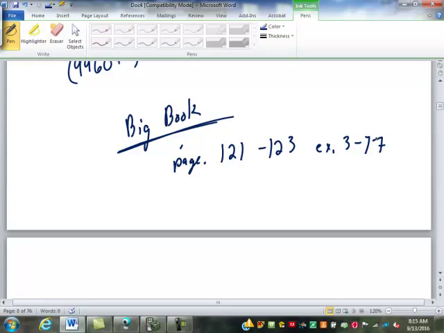Okay, so in your book, page 121, 123, it's exercise 3-17. There's some word problems dealing with powers and roots. So page 121 through 123, exercise 3-17.